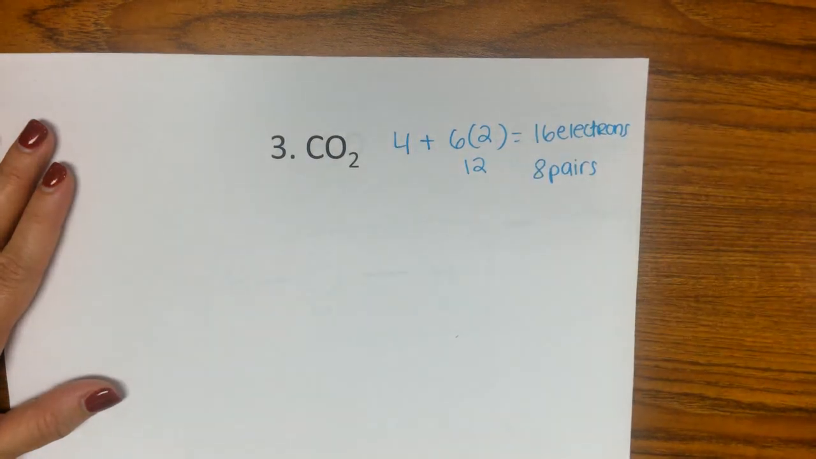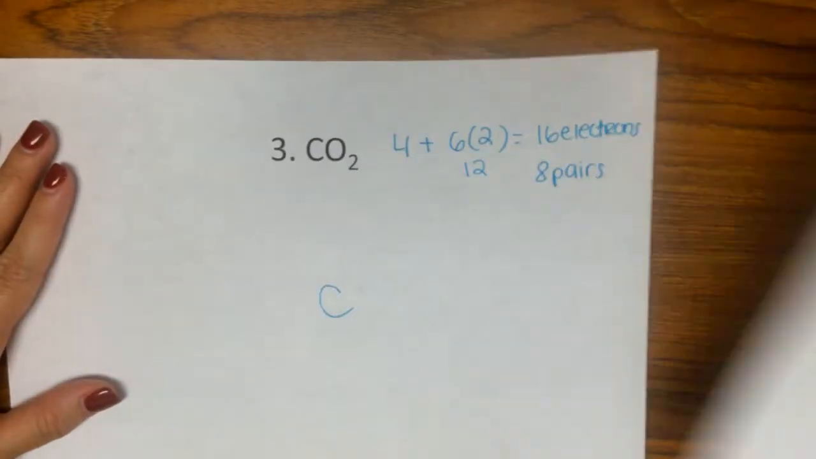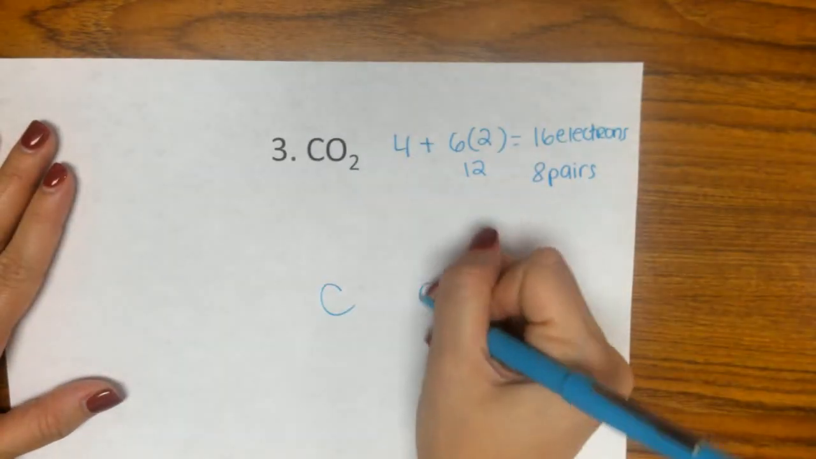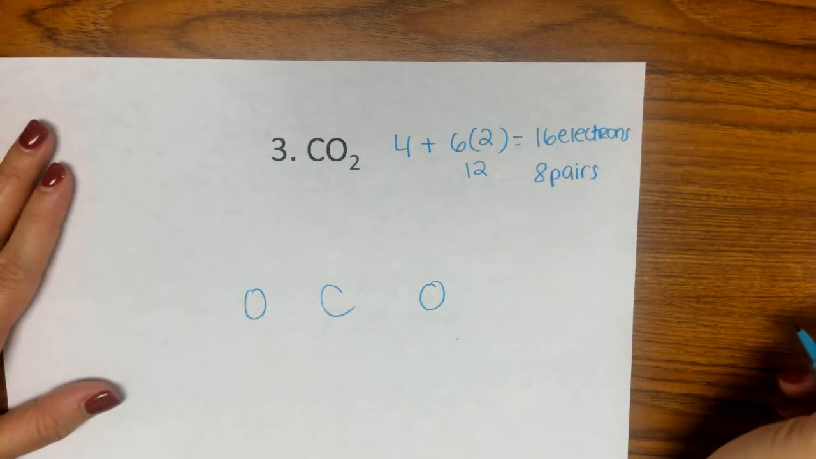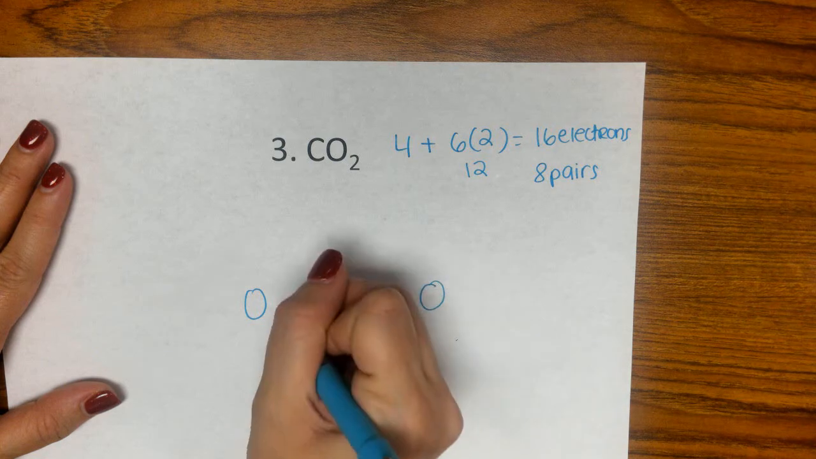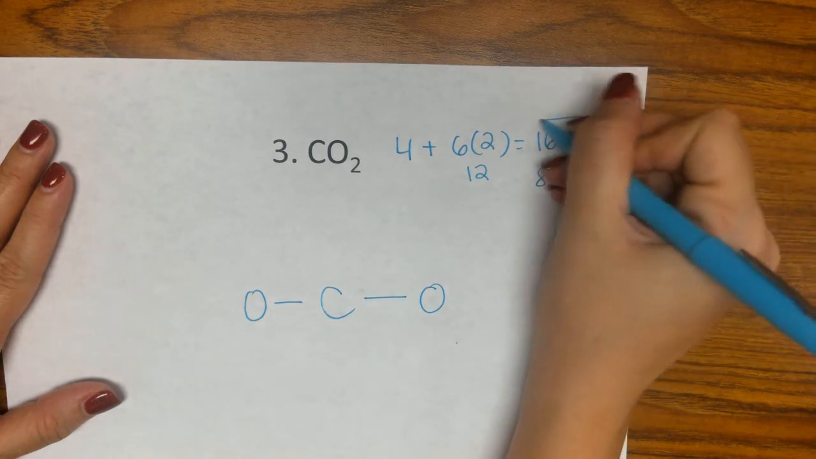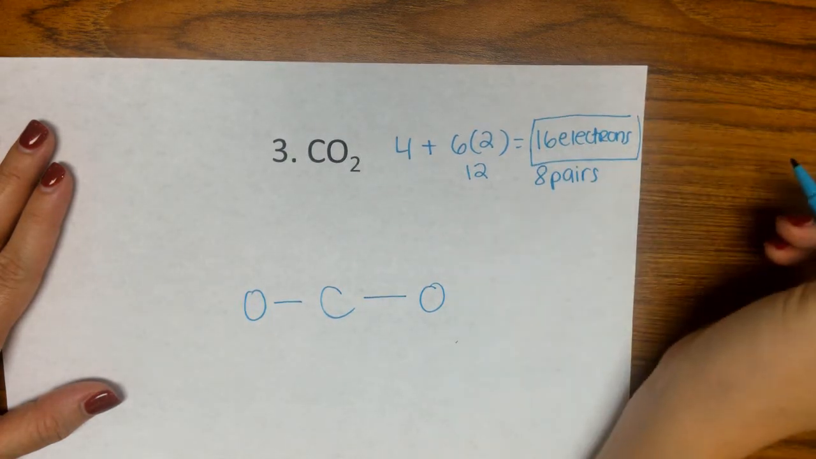Okay, step 2, put your first atom in the center, unless it's hydrogen. It's not hydrogen, it's carbon. So carbon gets drawn in the center, and I'm going to put 2 oxygens around it. 1, 2. And then you connect the outer atoms to the center using a single bond, which is 2 electrons. Okay, so I've used 4 electrons, or 2 pairs, and there are 16 total.